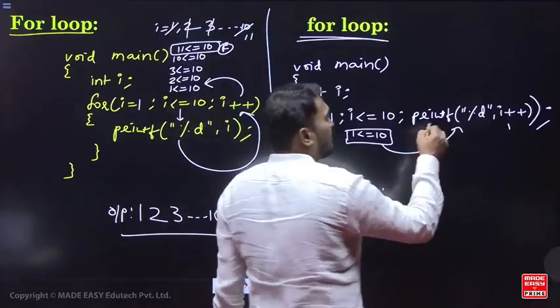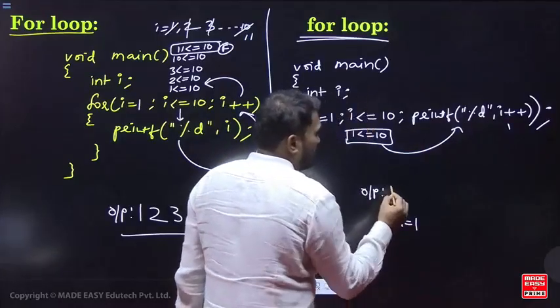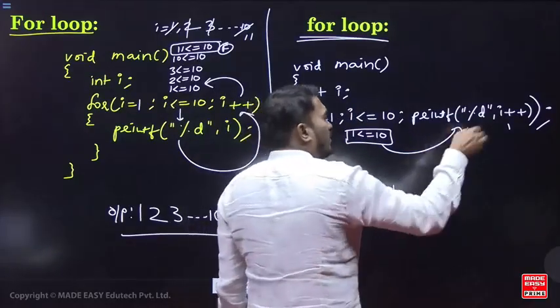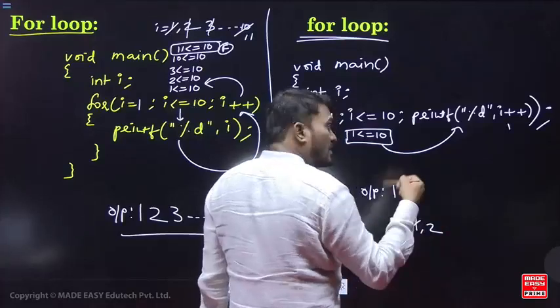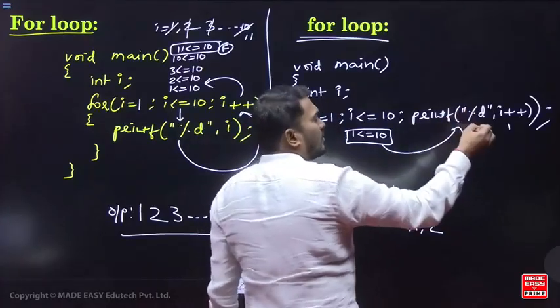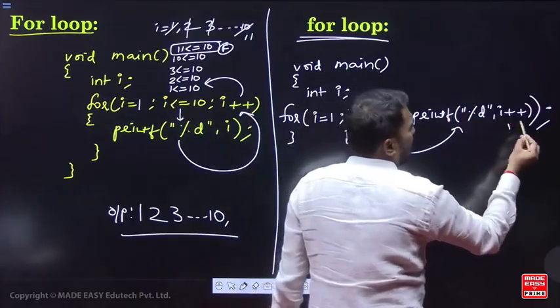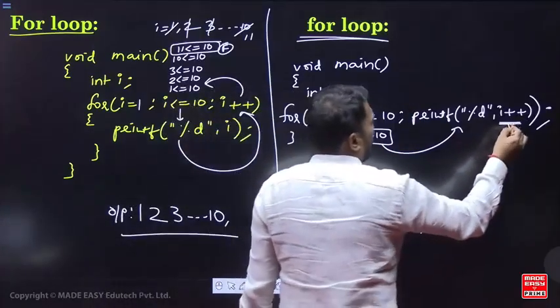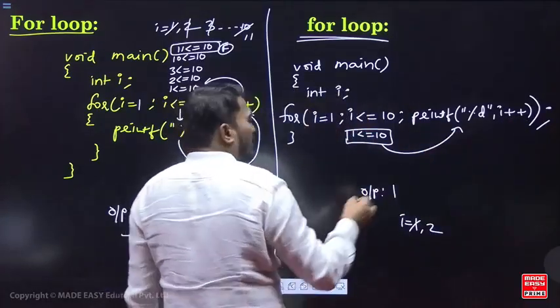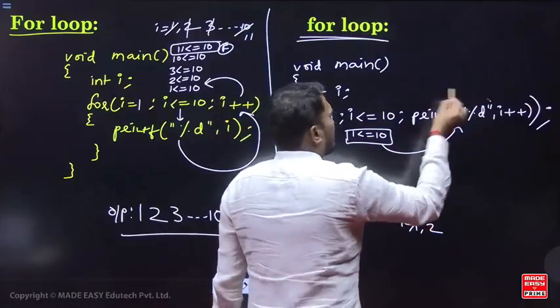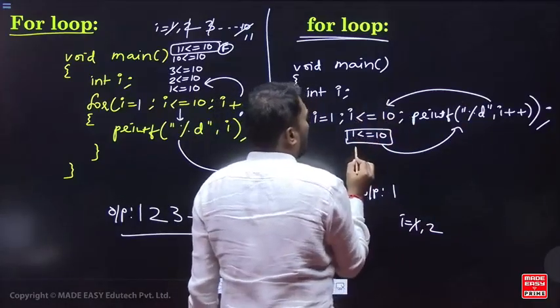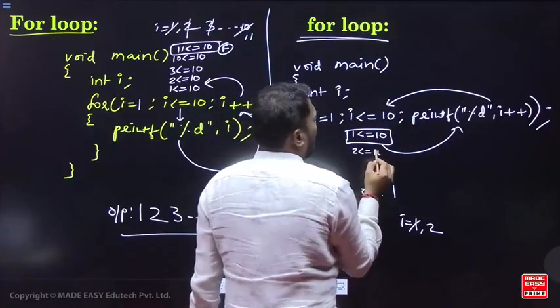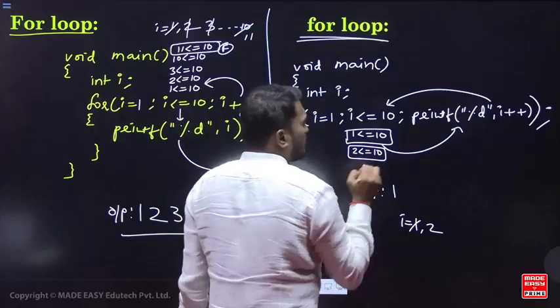So if I say printf percent I plus plus, in the output first it will print 1 and afterwards it becomes 2. It is a post increment, so the increment happens afterwards, not on this line. That's it. Is this clear for everyone? It will print 1, afterwards it becomes 2, and next again you check the condition. So 2 less than or equal to 10, true or false?